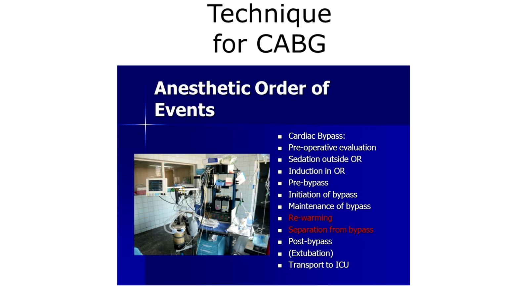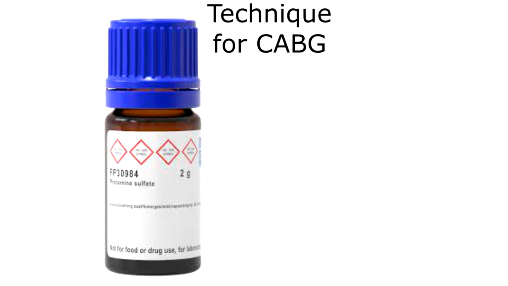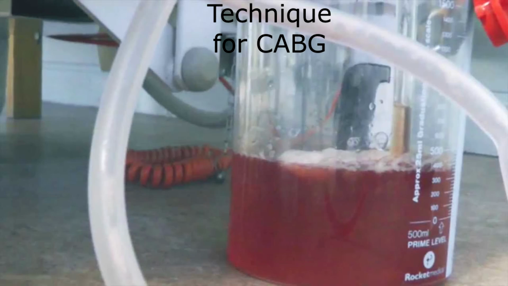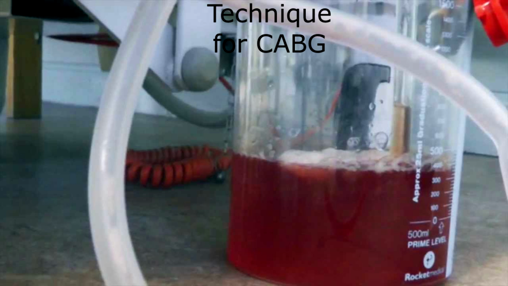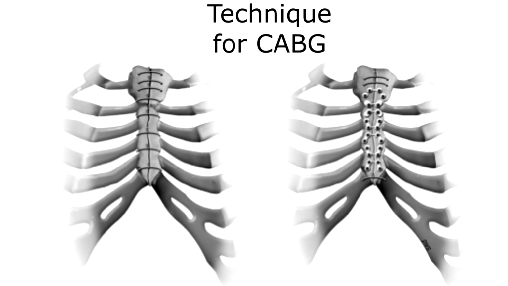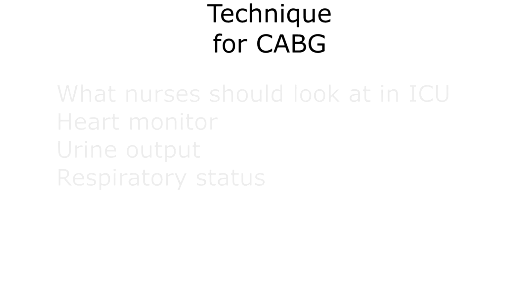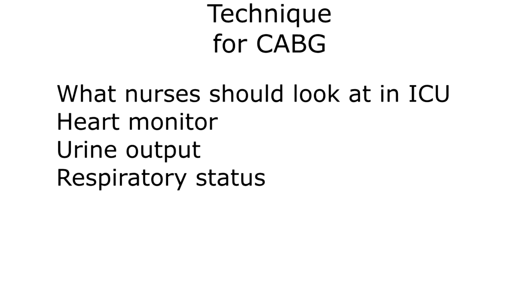Weaning off the bypass machine begins. Protamine is given to reverse the effects of heparin. Chest tubes are placed in the mediastinal and pleural space to drain blood from around the heart and lungs. The sternum is wired together and the incisions are sutured closed. The patient is moved to an intensive care unit to recover.